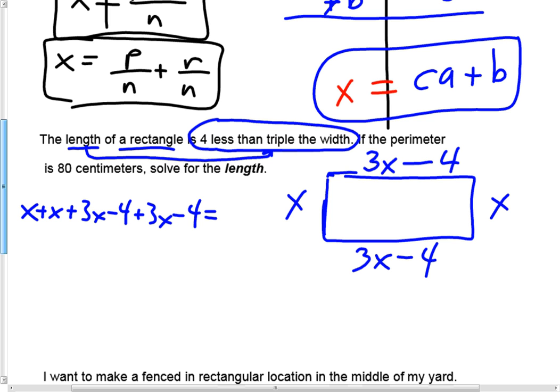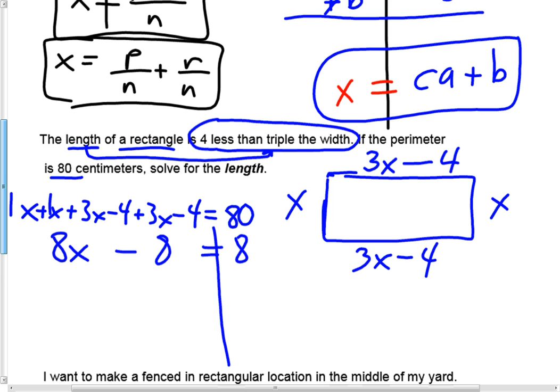The problem has to give you something. What's the actual perimeter? You got a bunch of stuff added up. What's the like terms here? How many x's do I have? 1, 1, then a 3, then a 3. What is that? 8x. How many minus 4? Minus 8, and all that equals 80.